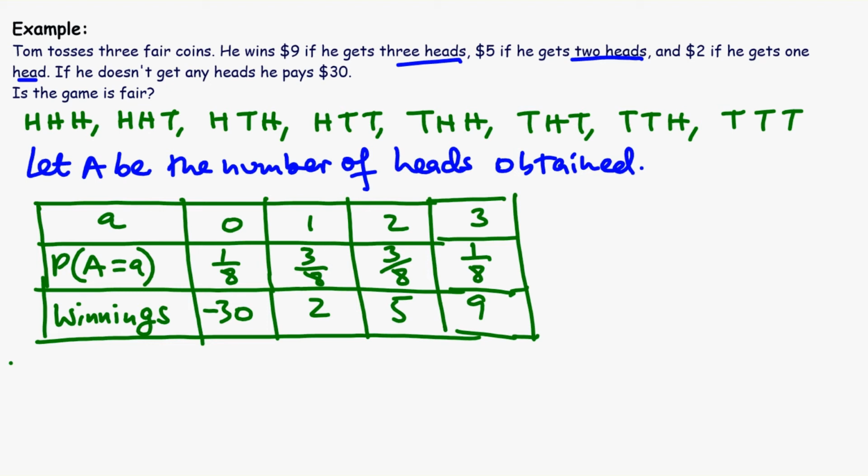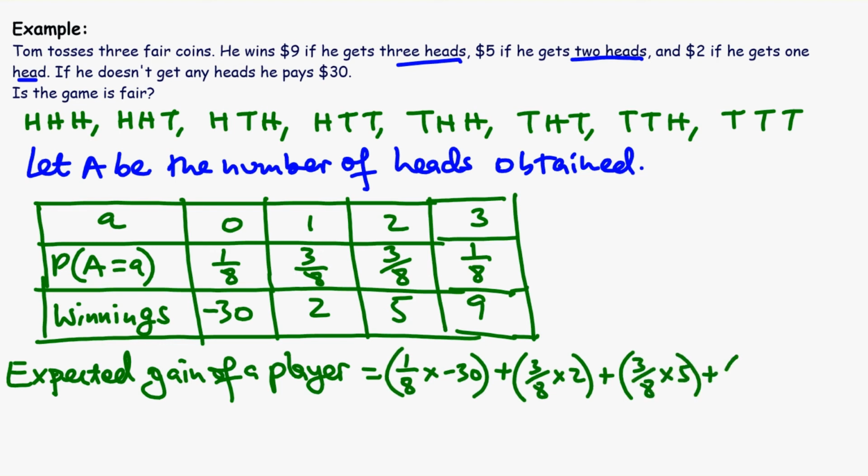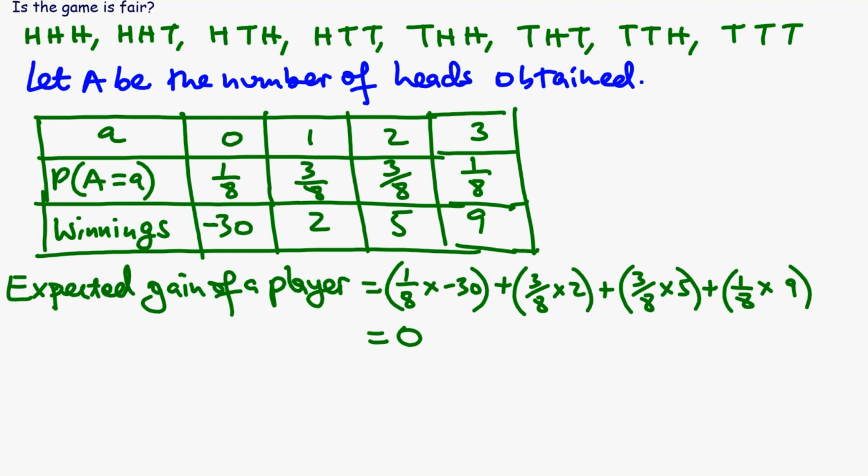So the expected gain of a player here will be, looking at the probabilities and the winnings, 1 over 8 multiplied by negative 30 plus 3 over 8 multiplied by 2 plus 3 over 8 multiplied by 5 plus 1 over 8 multiplied by 9. And of course, if you work this out, you end up with 0. We said if the expected gain is 0, the game is fair. So the game is fair. You can recommend it. That's a good game.